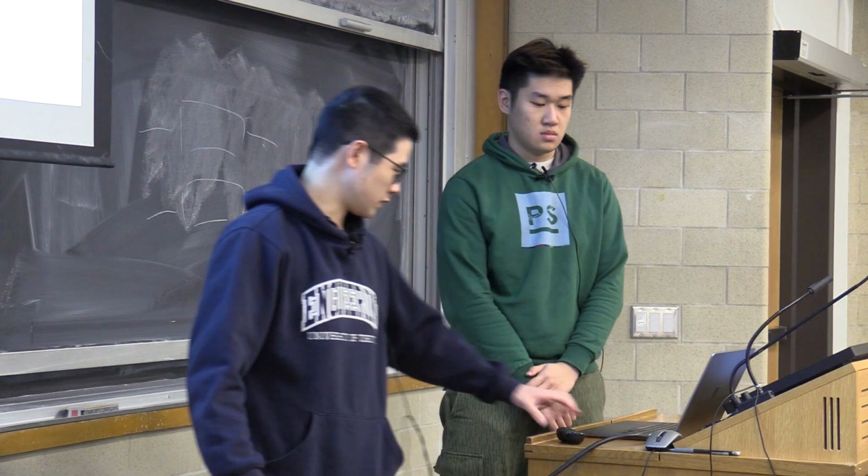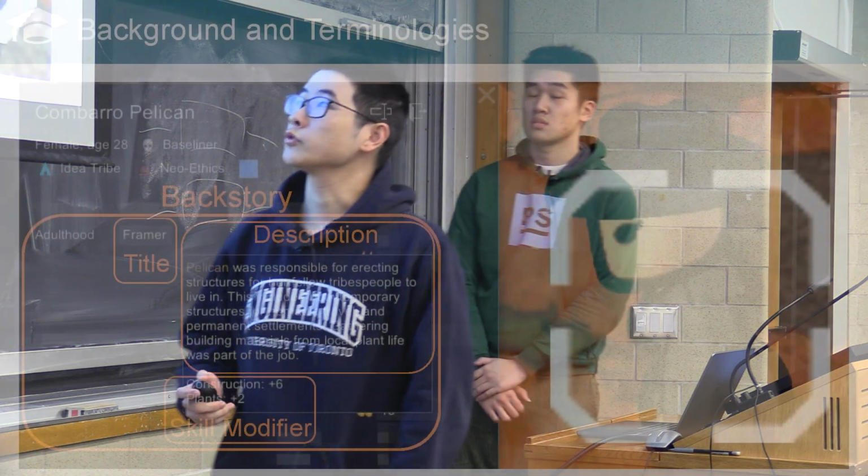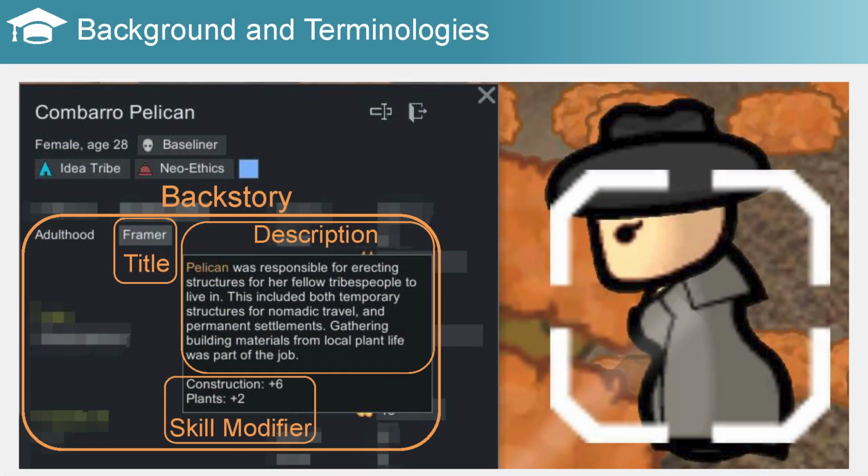So, good evening, everyone. Today we're going to talk about our project, Lore Storytelling Machine, which is a language model that generates a description for character backstories in a game, RimWorld. As you can see here, everything in this orange box altogether is called a backstory. It has three components: a title, skill modifiers, and a description. The description is what we are trying to generate.